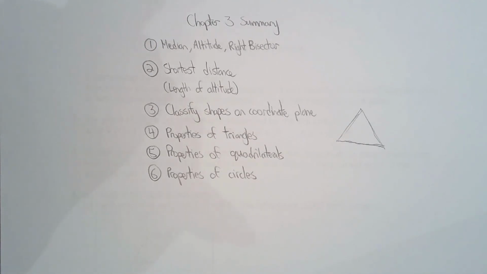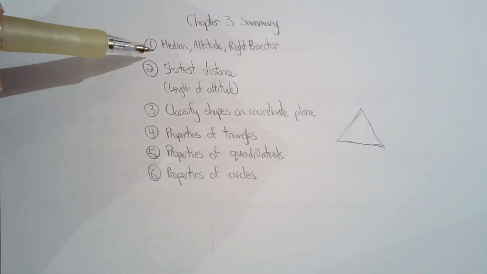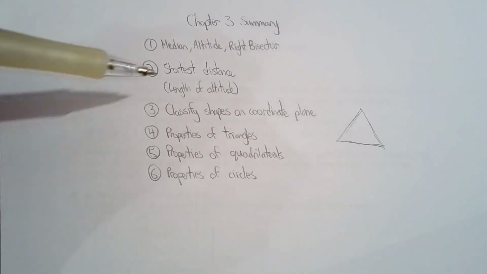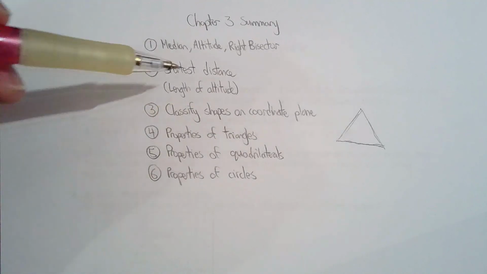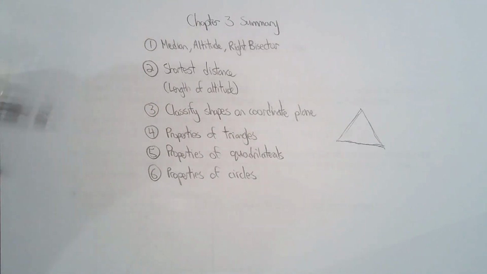Okay, so those are the big ideas of Chapter 3. The most important thing is just understanding your shapes and understanding median, altitude, and right bisector. Oh, sorry, I forgot to mention: you definitely need to master how to find a midpoint and how to find the length of a line segment. So chapters 2 and 3, we usually combine them and put them into one test because the ideas go hand in hand. Okay, so now you're set for Chapter 3.